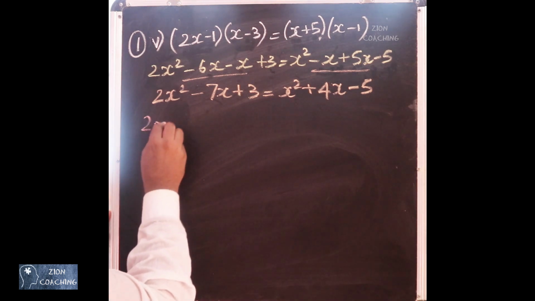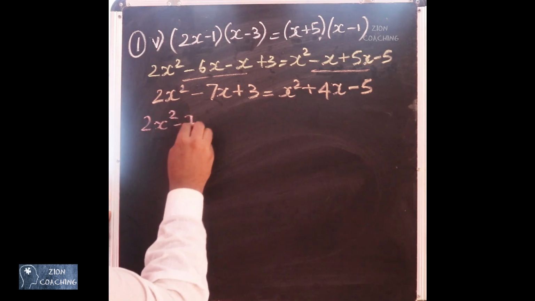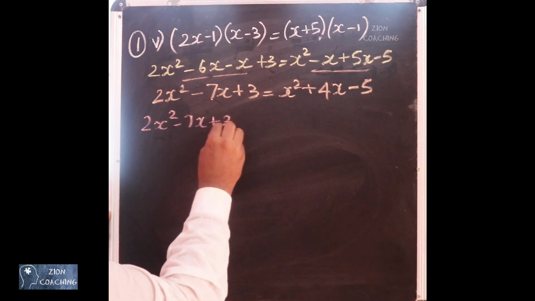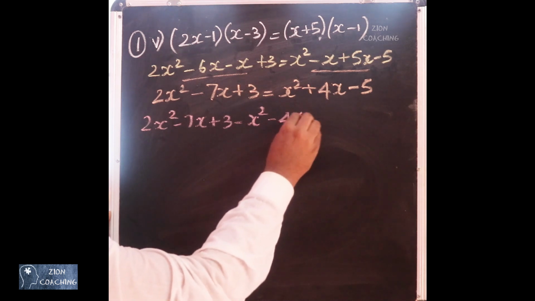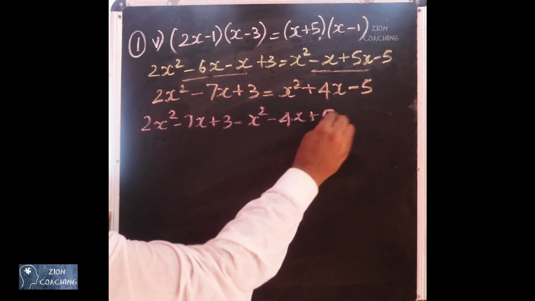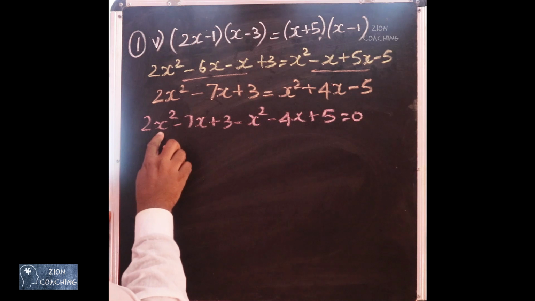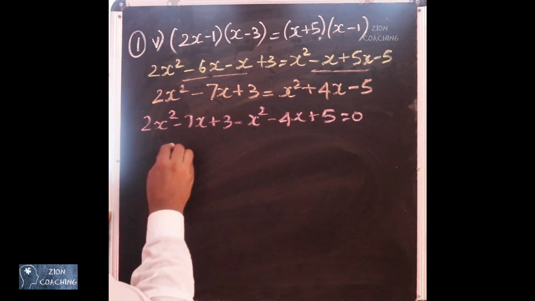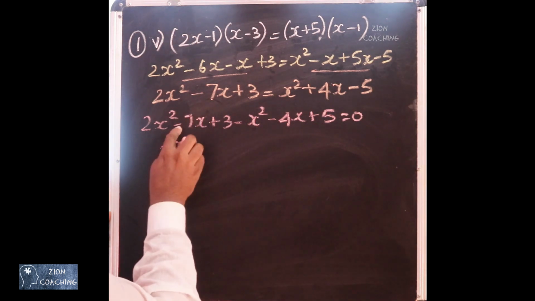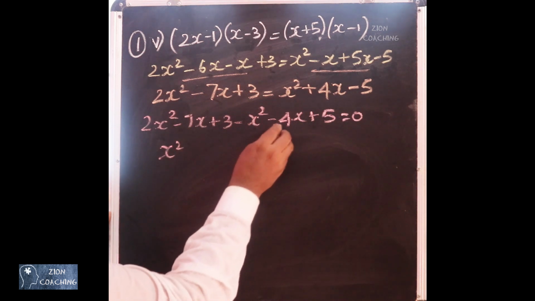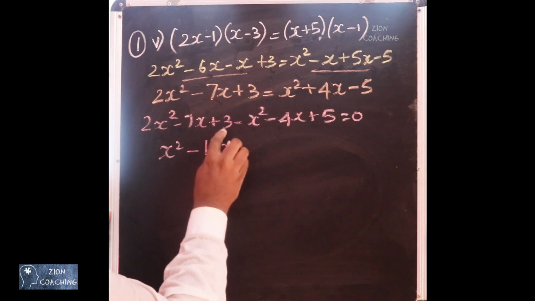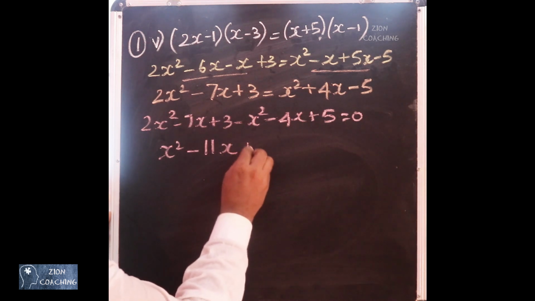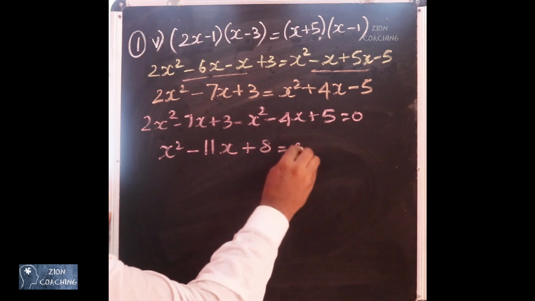So we are going to have 2x squared minus 7x plus 3 minus x squared minus 4x plus 5 equal to 0. 2x squared minus x squared will be x squared. Minus 7x minus 4x will be totally minus 11x. 3 plus 5 will be 8, plus 8 equal to 0.